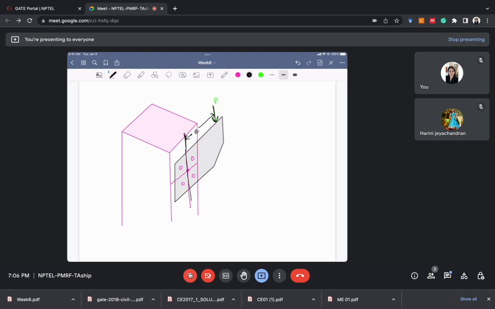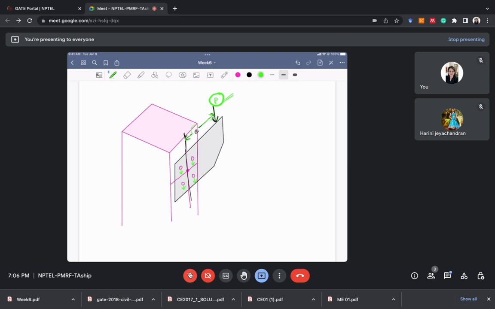In this system, because of the applied load, 2 types of forces will be generated. The first one is that because of the applied load P, each bolt will have a downward load, that is, a force in the direction of the load. Because of this applied load P, each bolt will be subjected to this downward force. That is one thing. Another thing is that this system is at a distance of E from the applied load.